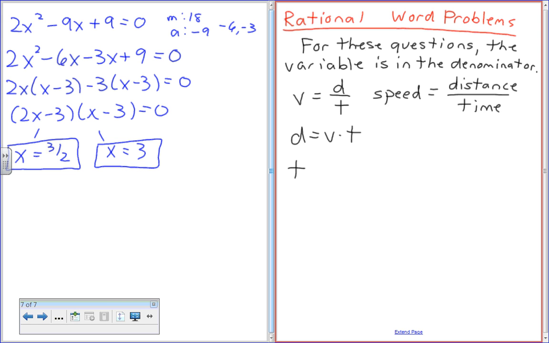Going the other way, what does t equal, please? D over v. Okay. Now, how I got that is, I want to get time by itself here, right? So the v I just need to divide by. We will be dealing with a lot of speed problems.